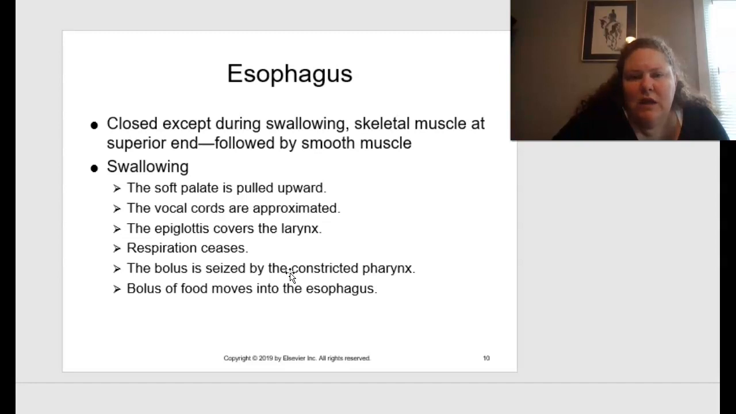With the activity of swallowing, the soft palate is going to be pulled forward. The vocal cords are approximated, right? The epiglottis covers that larynx so that we don't go down the wrong pipe, right? You can't breathe when you're swallowing. That wad of food or bolus is seized, it's grabbed, right, by the constricted pharynx, and then that bolus of food moves down into the esophagus.